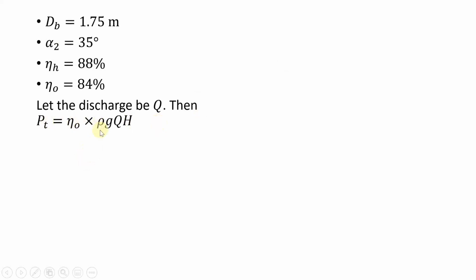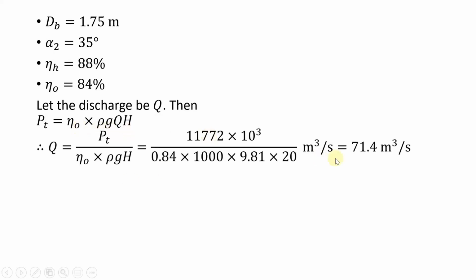But then the available power to the turbine is rho GQH. This multiplied with the overall efficiency of the turbine will give us the power output of the turbine. That is PT is equal to eta naught into rho GQH. And when we solve this, we obtain the value of the discharge, which is 71.4 meter cube per second in this particular case.